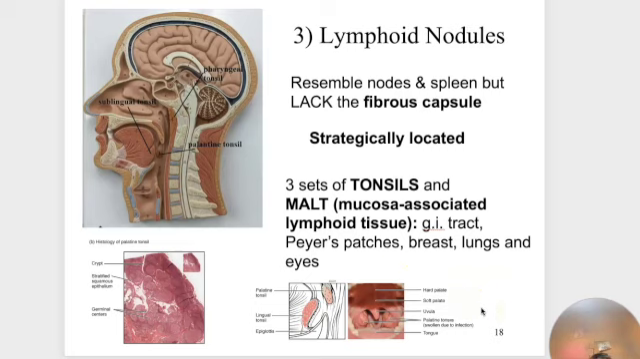Of course, it is strategically located. Most of you have it, some of you don't, your tonsil. It is a lymphoid nodule. It is the first line of defense. Sometimes when you get sick and are exposed to pathogens, it swells up and you can't breathe, and eventually you have to remove it.